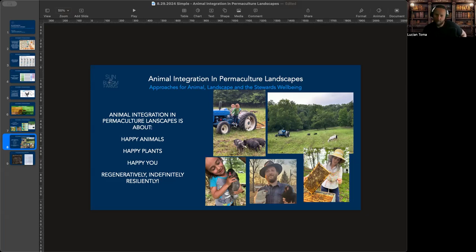To the right, you'll see the goats and the pigs in the background there in the pasture. In the bottom left corner, my son Elios with chickens. They love chickens, and my other son also. Myself, a picture with two chicks right there. And then Anna Maria with bees. We have bees here.